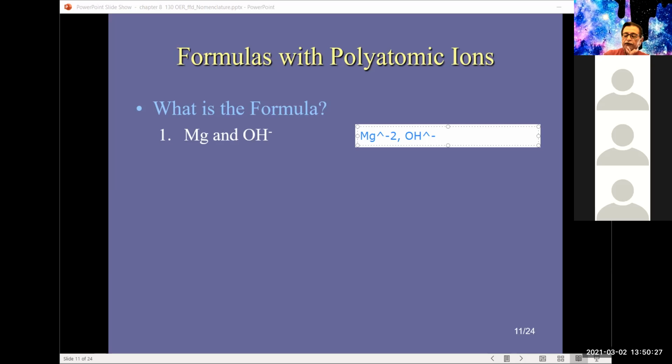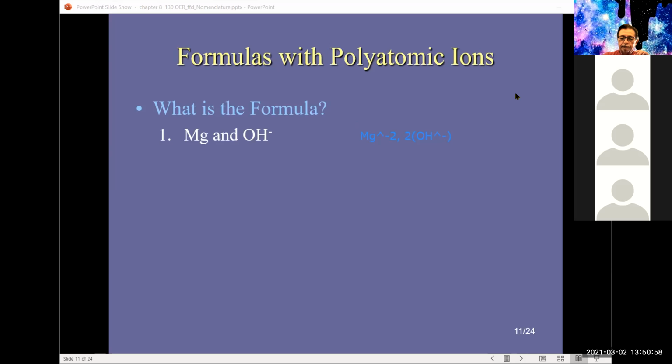Okay, that's one of the polyatomic ions. That's the hydroxide. So I need to have 2 of these. I'm putting parentheses because remember, this is a polyatomic ion. I don't separate them. I keep them together as a unit. And if I need 2 of them, that means that I need a parentheses, and that 2 becomes a subscript.